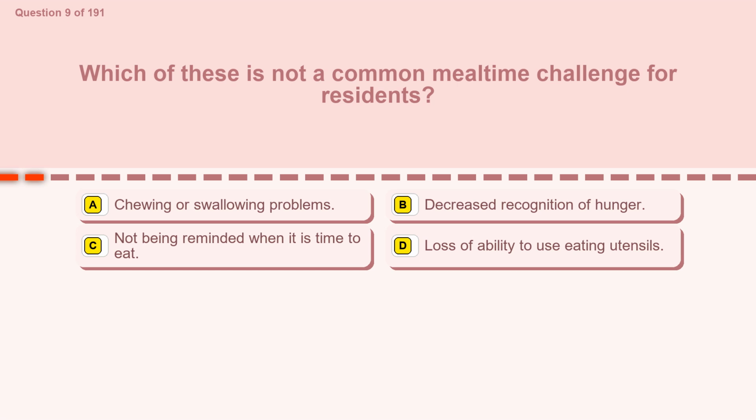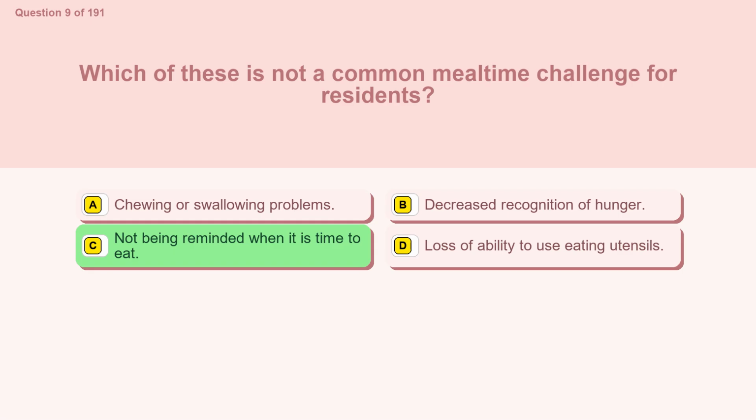Question 9. Which of these is not a common mealtime challenge for residents? Option A. Chewing or swallowing problems. Option B. Decreased recognition of hunger. Option C. Not being reminded when it is time to eat. Option D. Loss of ability to use eating utensils.